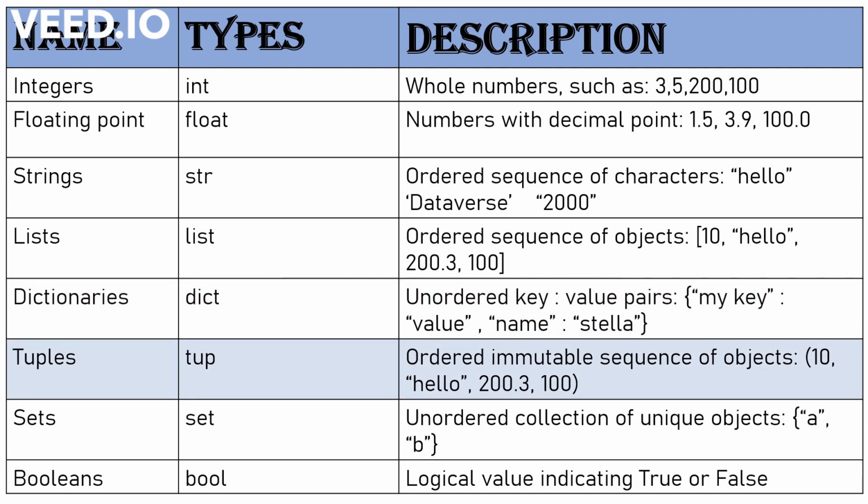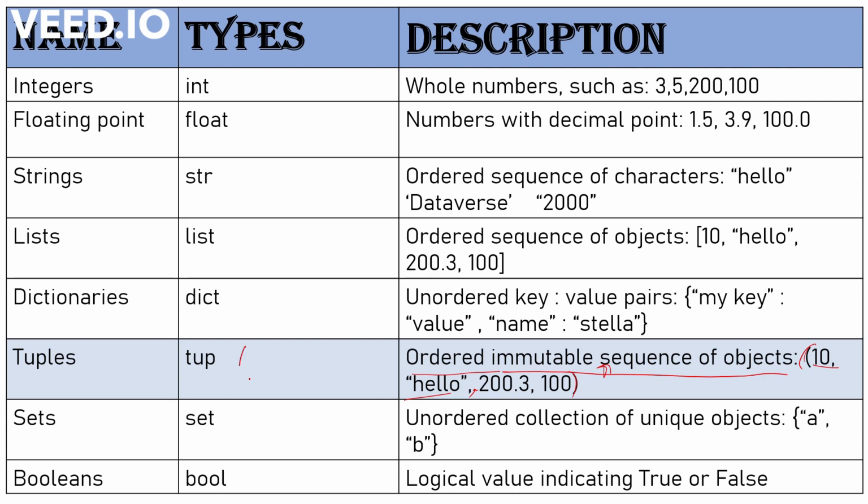So next is tuples. In Python, tuples are very similar to lists, but tuples are immutable. Here you can see that this is an ordered and immutable sequence of objects. What does it mean? It means we cannot change the elements in a tuple. And the construction of a tuple uses parentheses with elements separated by commas. So this is the form of tuples.